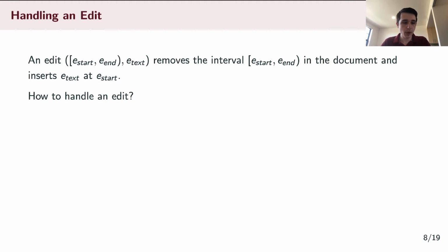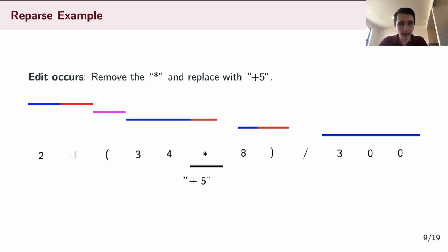Okay, so now let's suppose an edit occurs. So an edit is going to give us a range. We're going to remove the range of the text, and then it's going to insert some new text at eStart. And so how do we handle this edit? So back to our example, let's say that we're going to remove this range of 1 character of the multiplication symbol, and then we're going to insert +5.